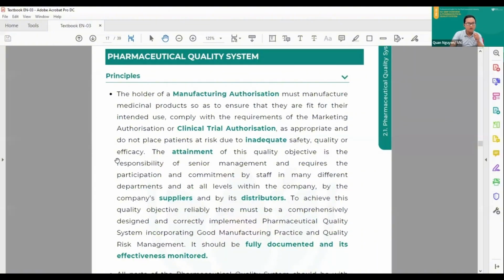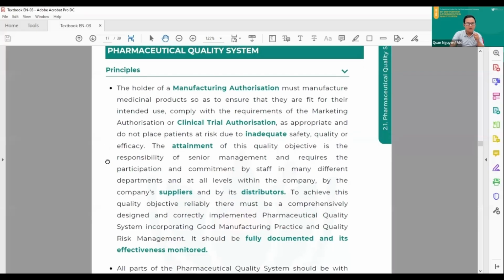So, Mr. Edward, could you share some explanation about this content? Yeah, and I will help you to provide the Vietnamese translation. Yes.